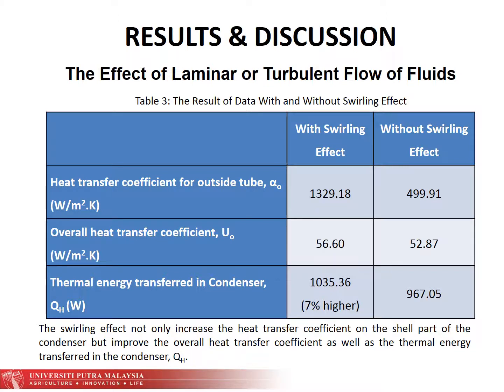Based on table 3, with swirling effect, the value for heat transfer coefficient outside the tube, overall heat transfer coefficient, and the thermal energy transfer in the condenser are higher than the one without swirling effect. Thermal energy transfer in the condenser with swirling effect is 7% higher than the one without swirling effect. Therefore, we can say that the swirling effect not only increases the heat transfer coefficient on the shell part of the condenser, but also improves the overall heat transfer coefficient as well as the thermal energy transfer in the condenser.